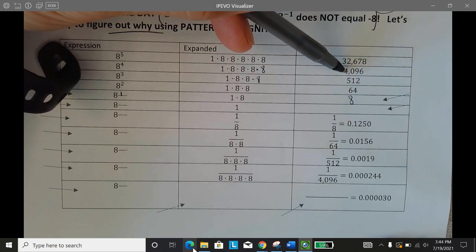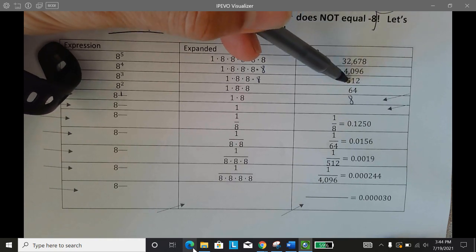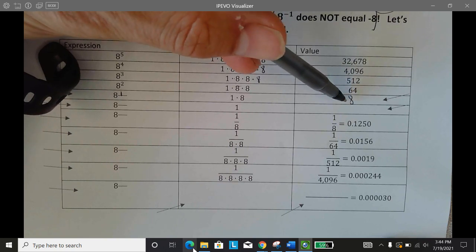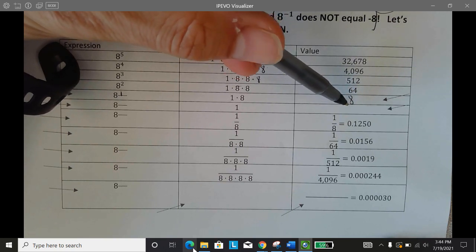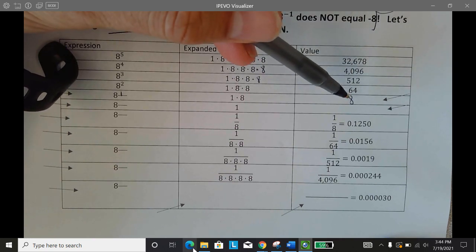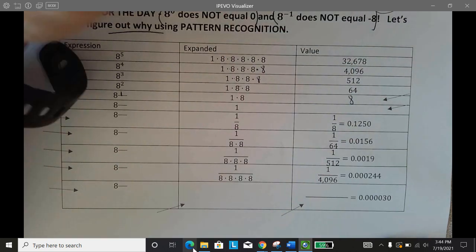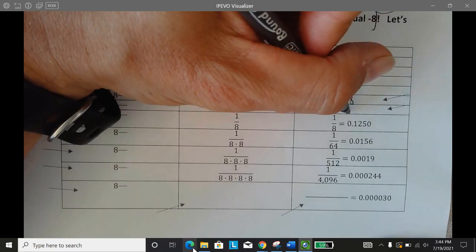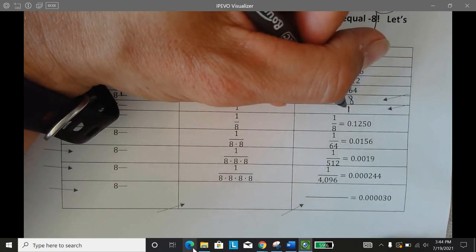32,678 divided by 8 is 4,096. If you divide that by 8, you get 512. You divide that by 8, you get 64. 64 divided by 8 is 8. What number do you think would come next here? If I kept dividing by 8, well, if you said 1, you're right, because I keep dividing by 8. So this number becomes a 1.